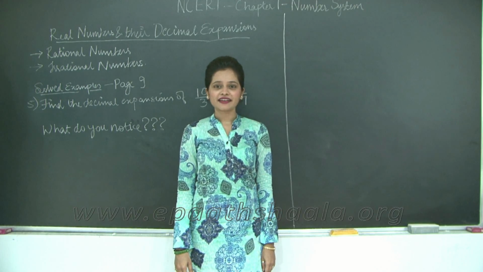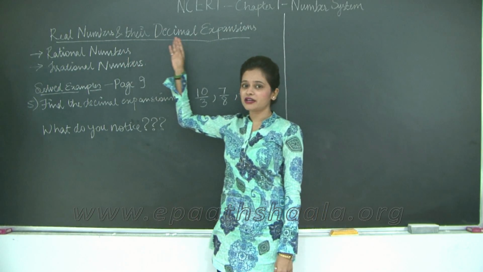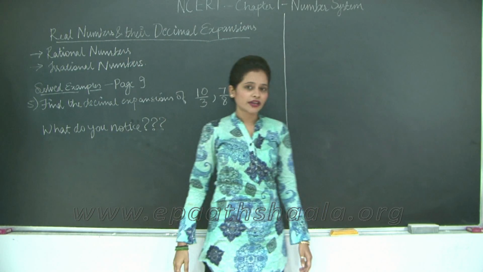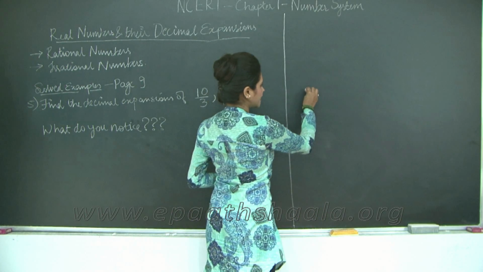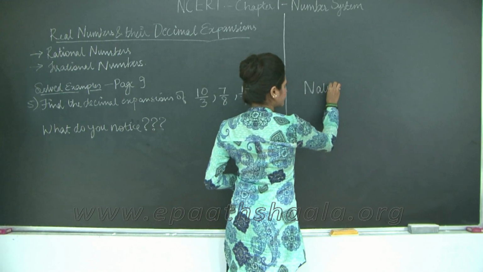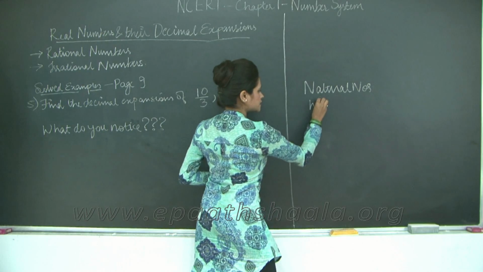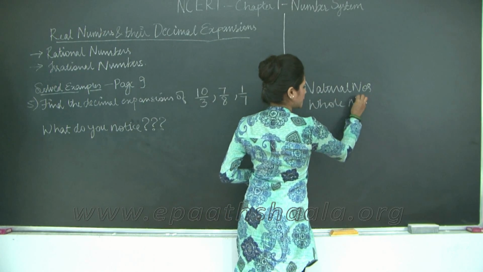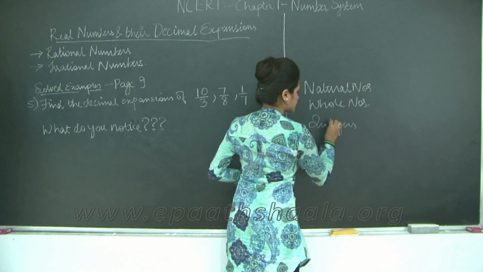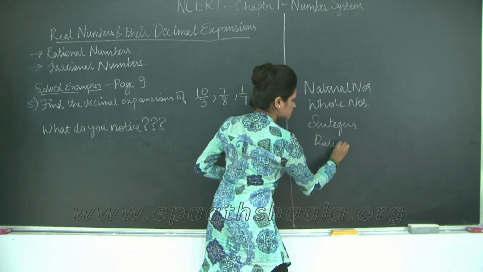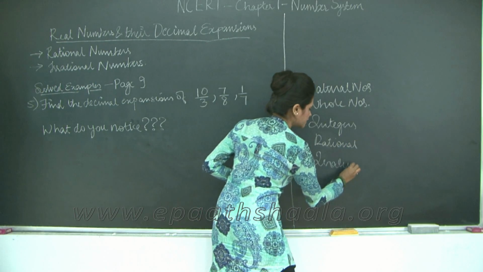Hello students, welcome back. Today we will continue with number system and the topic for discussion would be real numbers and their decimal expansions. Okay, so just to revise, real numbers are categorized into natural numbers, whole numbers, integers, rational as well as irrational numbers, right?